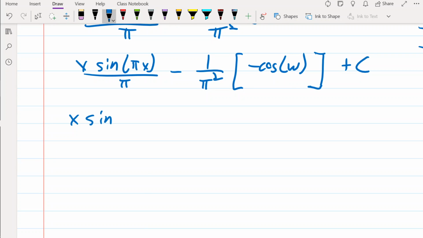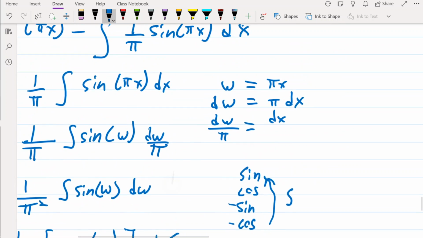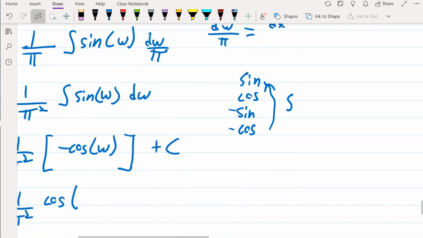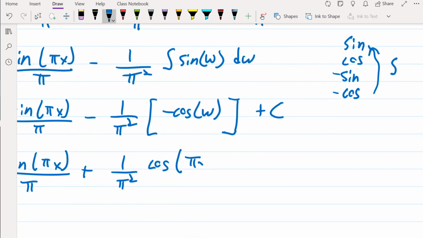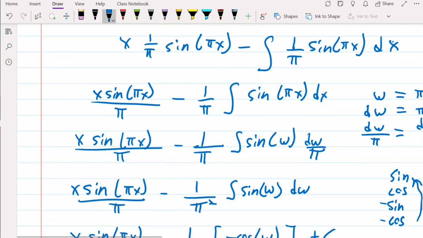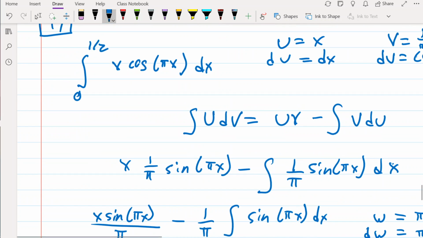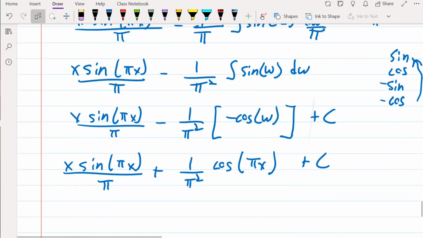x sine of pi times x over pi minus 1 over pi squared. And we can actually bring this minus out, so plus times cosine of pi x plus c. And that will be our final answer for this problem. Actually, no, it's not, because we have to evaluate from 0 to 1/2.